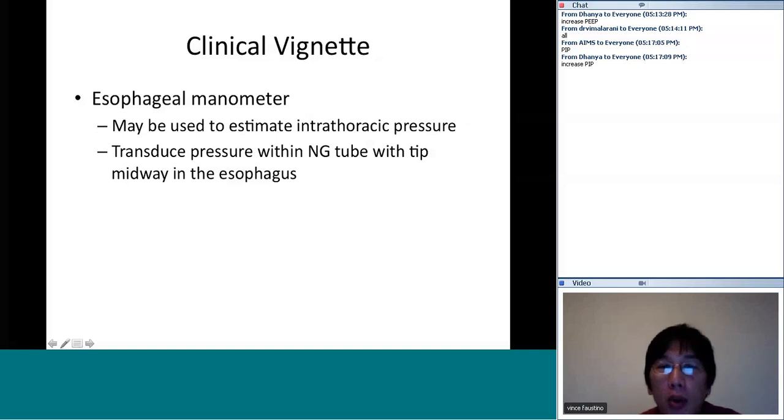Our poor man's esophageal manometer: there are really fancy esophageal manometers out there, but what we typically do is just put in an NG or an OG tube and keep the tip, rather than going into the stomach, midway in the esophagus. Then we put fluid in there and hook it to a pressure transducer. The amount of pressure you pick up from that manometer can be used to estimate the intrathoracic pressure.